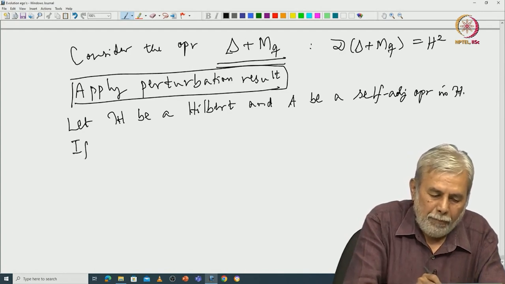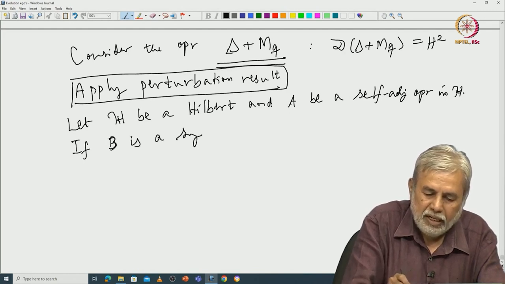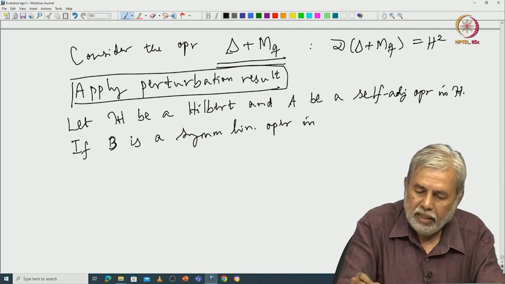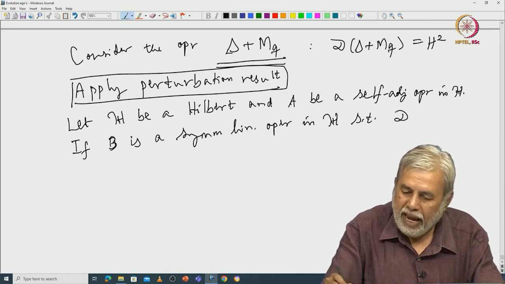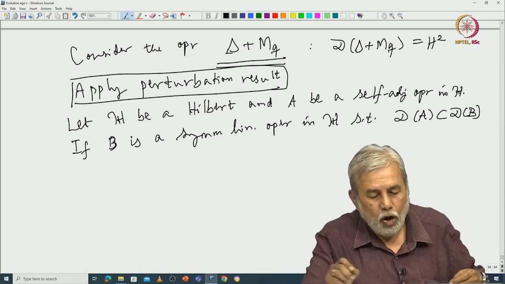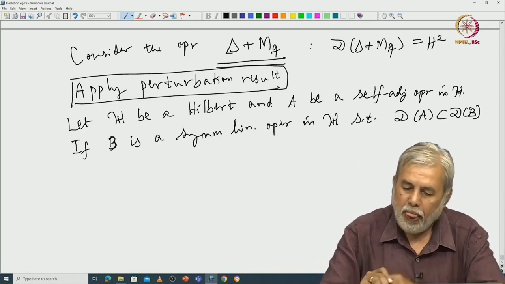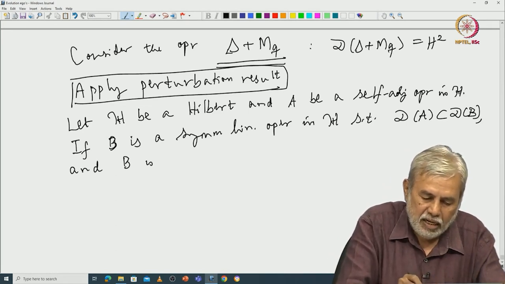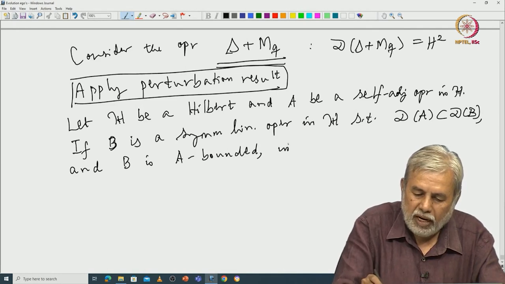So, if B is a symmetric linear operator in H such that D(A) is contained in D(B), so that the operator A plus B is defined on domain D(A), and B is A bounded with A bound less than 1.